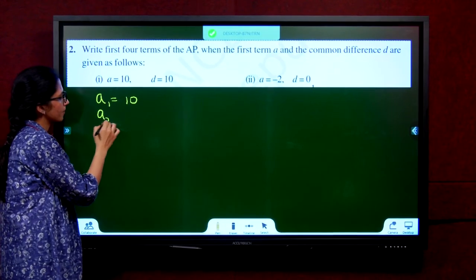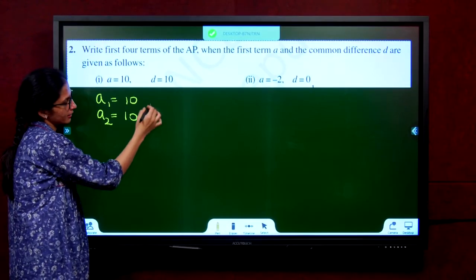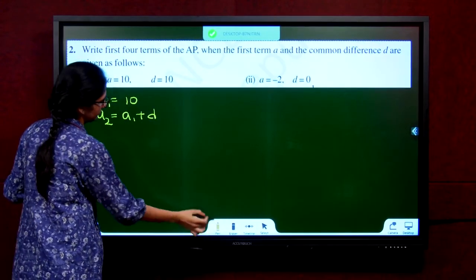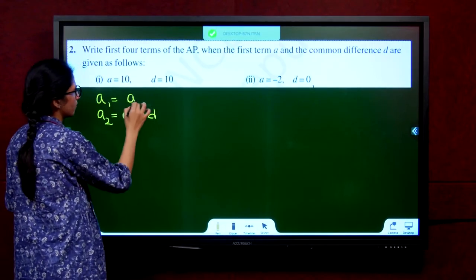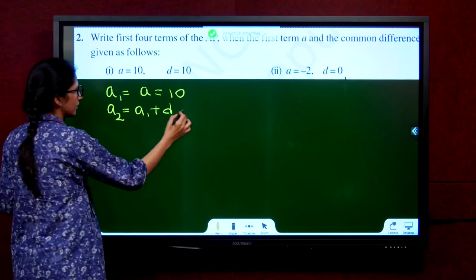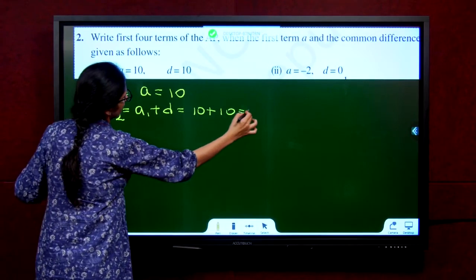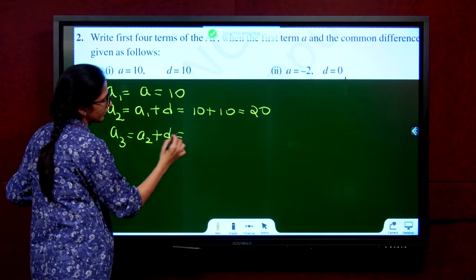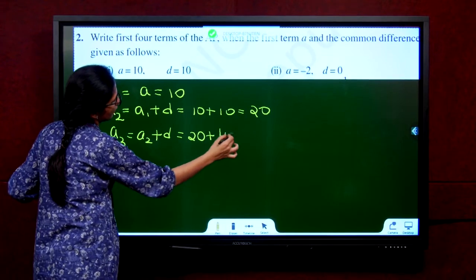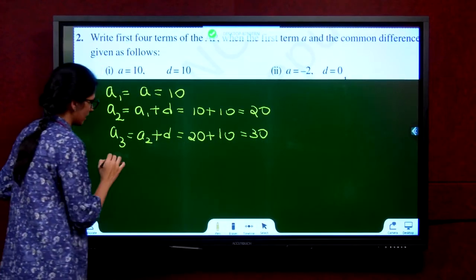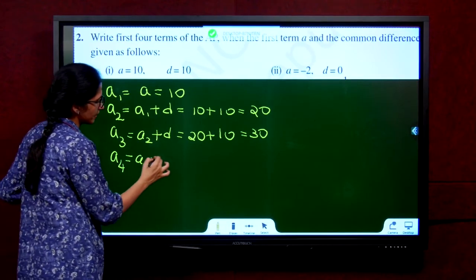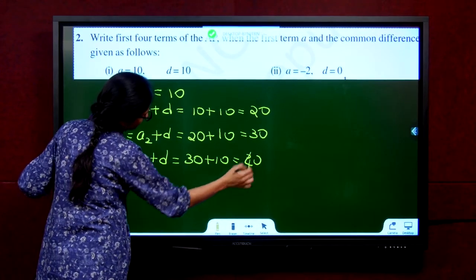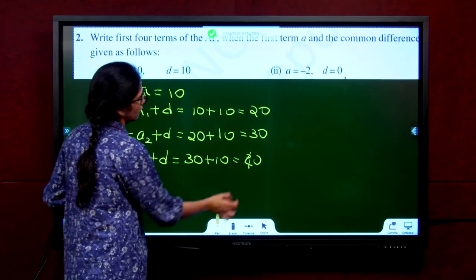Second term A2 is 10 plus D, or A plus D, or A1 plus D, all same. Write it in steps, no problem. So A1 plus D. What is A1? 10. What is D? 10. So 20. A3 is A2 plus D. A2 is 20, D is 10. So this is 30. A4 is A3 plus D, 30 plus 10, which is 40. Now, first four terms over.